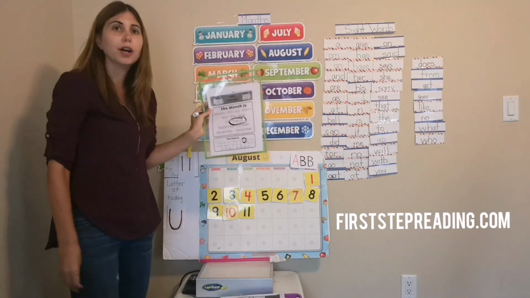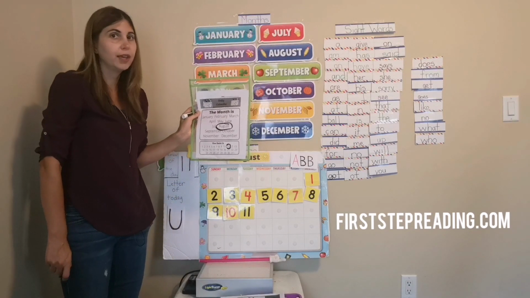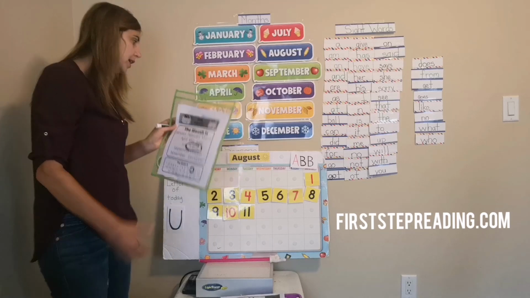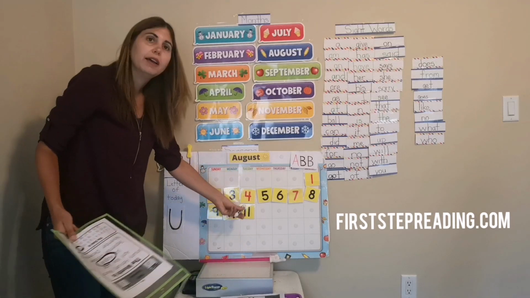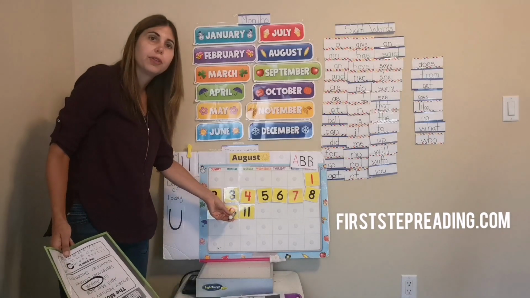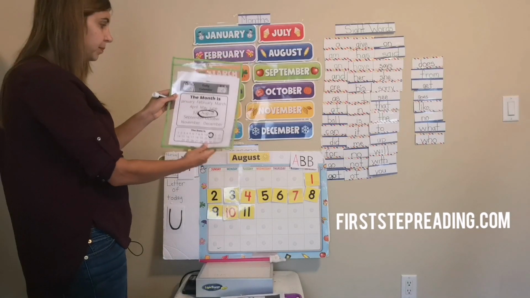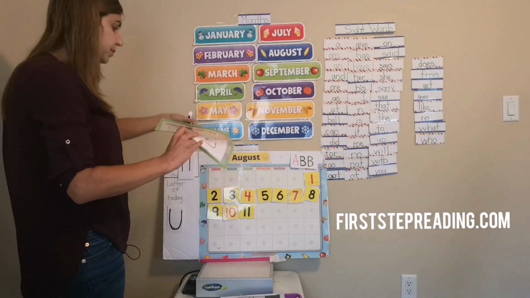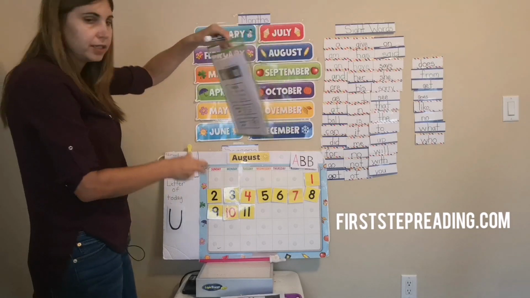How do I say August 11? I don't say it that way. If I say the date, I say August 11th. Today is August 11th. That's how I say it. Okay? We're going to do this paper next, the days of the week.